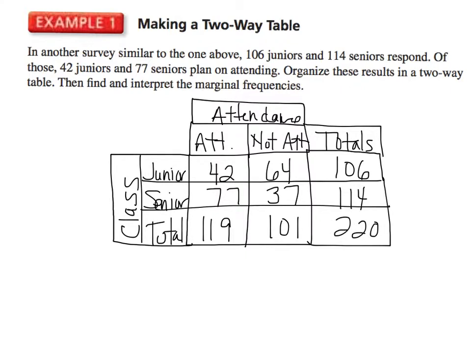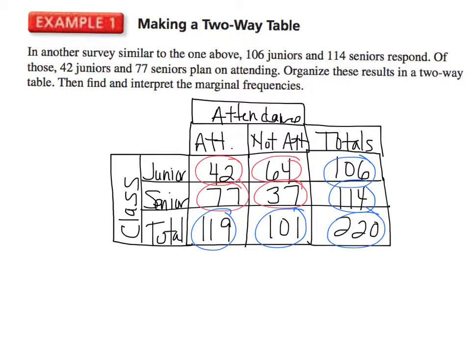Now it says to find and interpret the marginal frequencies. Now the marginal frequencies, let's quickly go over this. These four numbers are the joint frequencies. These are the marginal frequencies. They're the totals. So we have to interpret them.